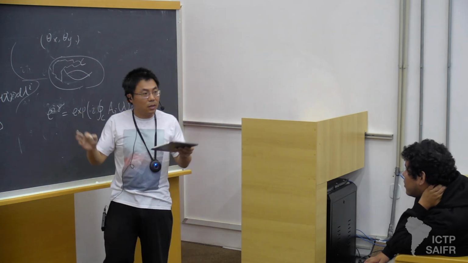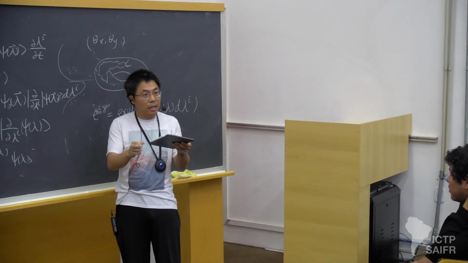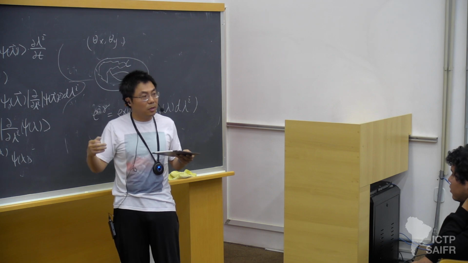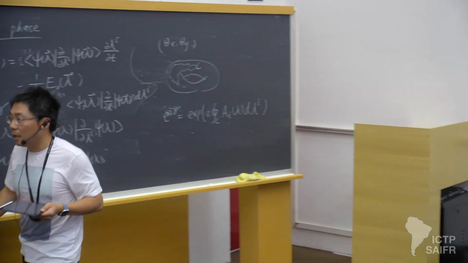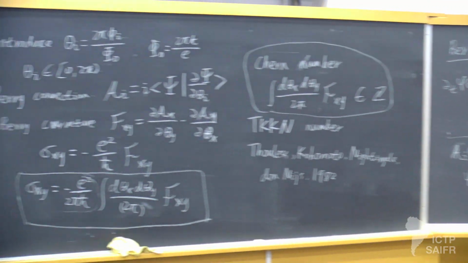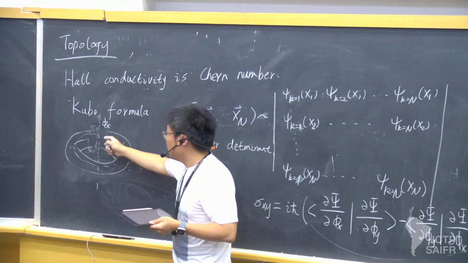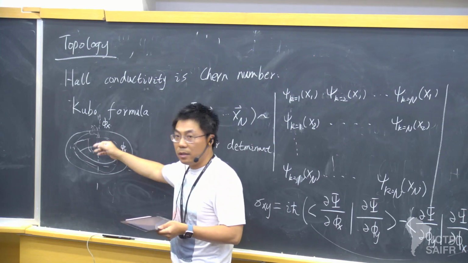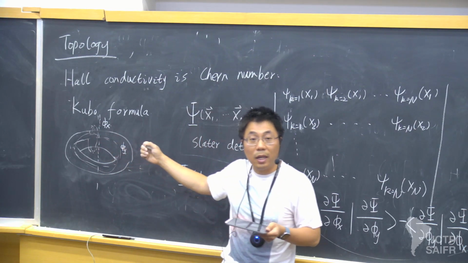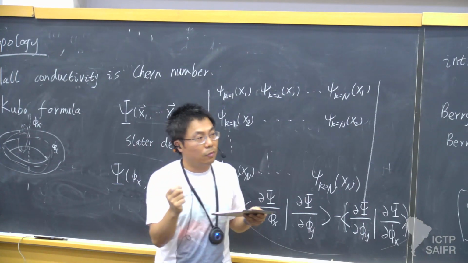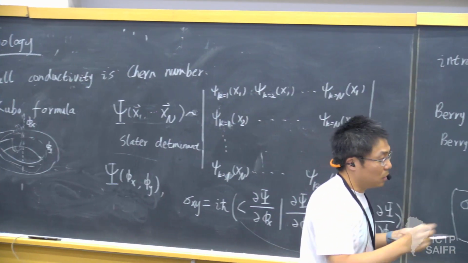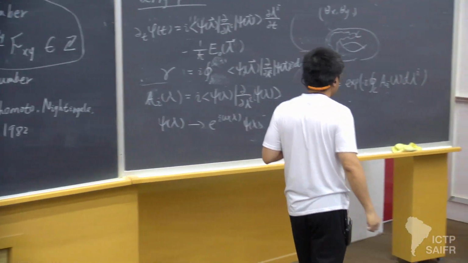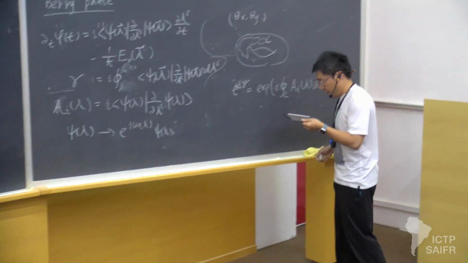Because my setup is that I have a Hamiltonian, which depends on those parameters, right? For example, in this case, I consider I put my two-dimensional electron gas on the torus, right? Then I insert flux, this phi x and phi y, right? Then I slowly change those phi x and phi y, right? That's the situation. So that's the Berry phase.